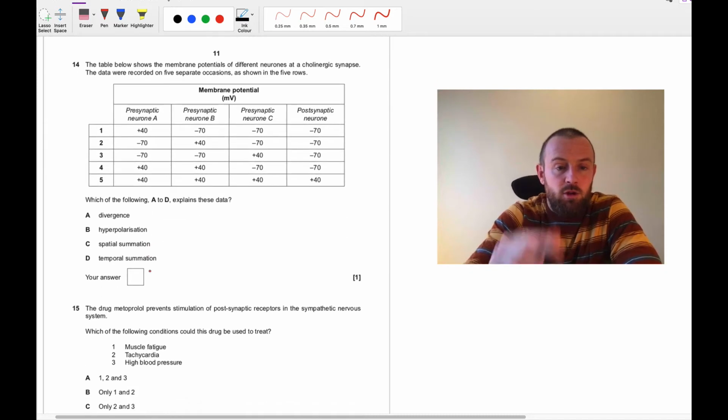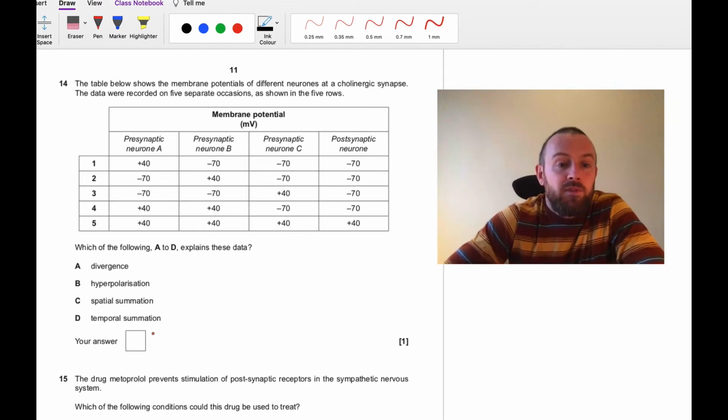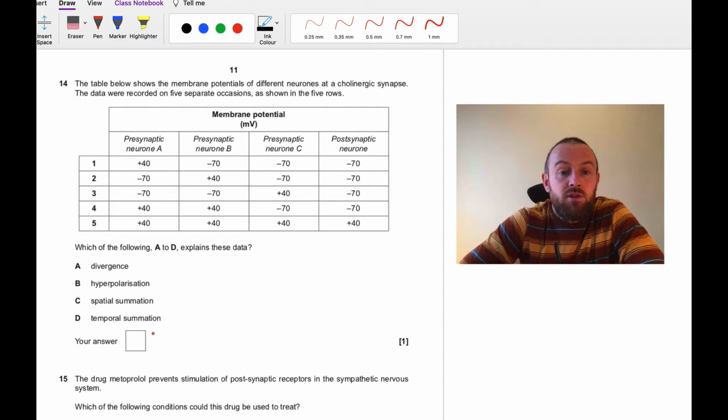Okay, on to the last two multiple choice. 14. The table below shows the membrane potential of different neurons at a cholinergic synapse. Okay, so acetylcholine synapse. The data were recorded on 5 separate occasions, as shown in 5 rows. Which of the following, A to D, explains the data? 5 separate occasions.